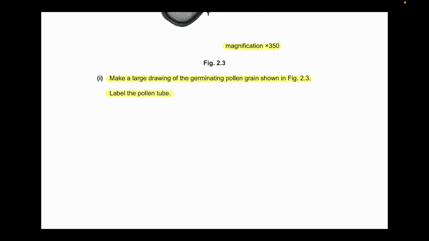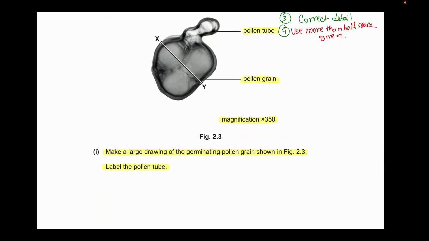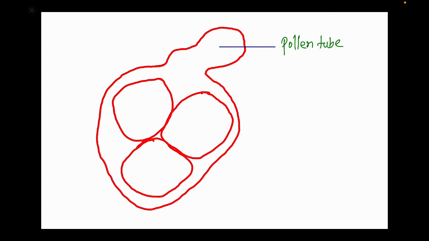So when doing drawings like this, we must follow several rules. For example, the drawing should be drawn in single line drawing. There should be no shading. There should be correct details and use more than half of the space that is given. Now the drawing. If drawn correctly, your diagram should look something like this.